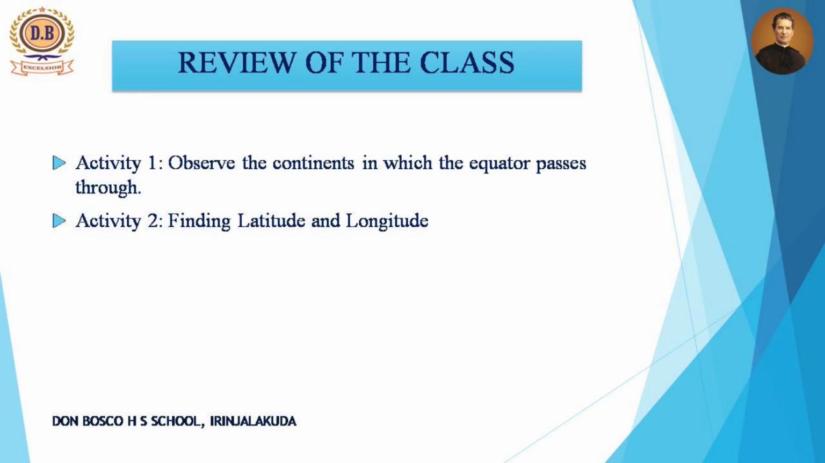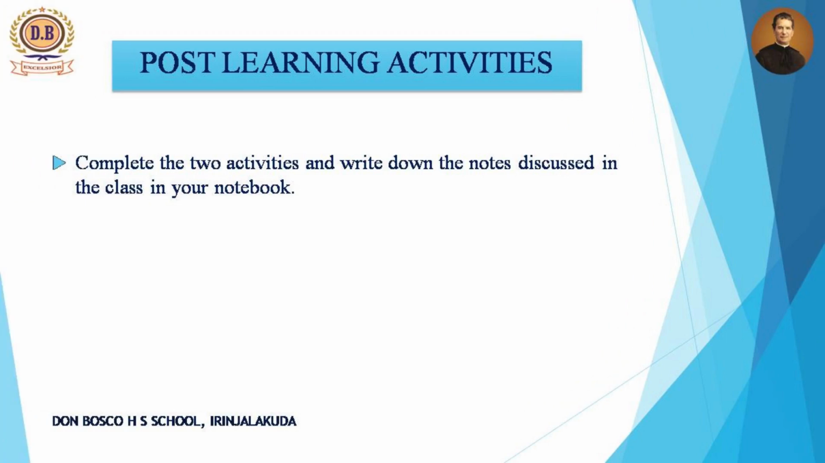The first activity was to observe the continents through which the equator passes, and we have studied that the answer is South America and Africa. And activity 2, finding the latitude and longitude. I have shown you how to find the latitude and longitude, and how to read out the value. Suppose the first value is 72 degree, and the single quote is known as minutes, and the double quote is known as seconds. N stands for north, E stands for east, S stands for south, and W stands for west. As homework, you have to complete these two activities and write down the notes in your notebook. In the next Google Meet session, you have to show me your notebook. I'll call you at random. You have to show me the activities you have done in today's class.